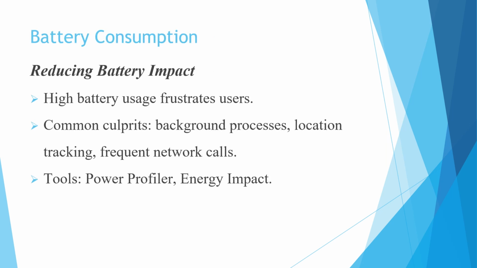Battery life is a top concern for mobile users. If your app consumes too much battery, especially in the background, users are likely to uninstall it. Common culprits include background processes, constant location tracking, and frequent network requests. Tools like Power Profiler and Energy Impact can help identify battery draining behaviors. To optimize, reduce polling intervals for APIs, optimize background processes, and ensure your app uses location services efficiently.